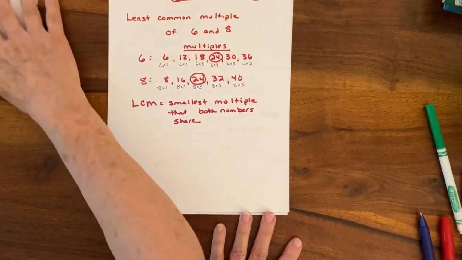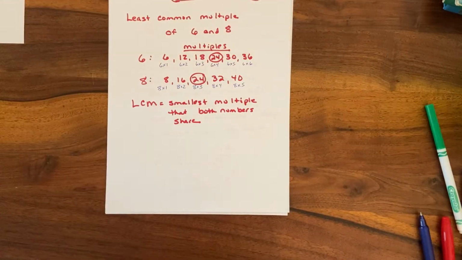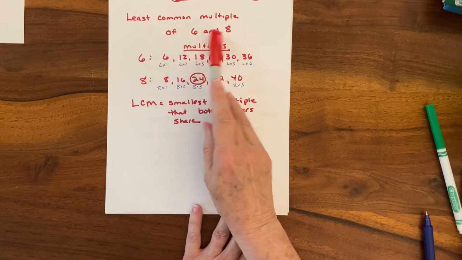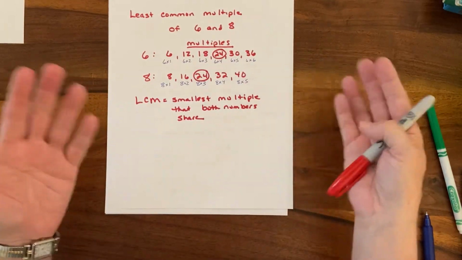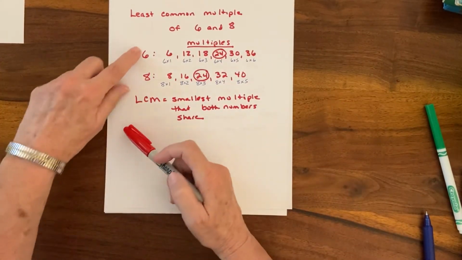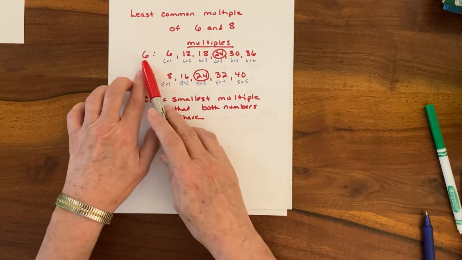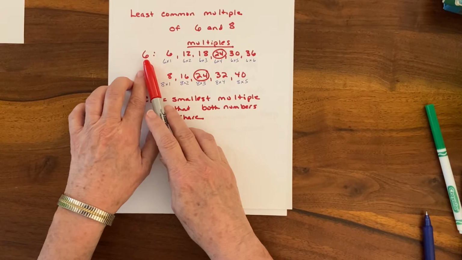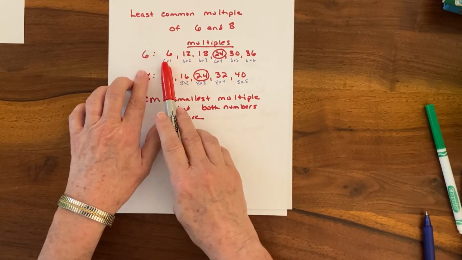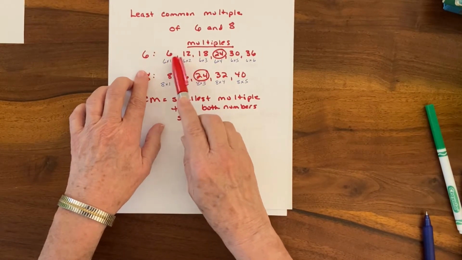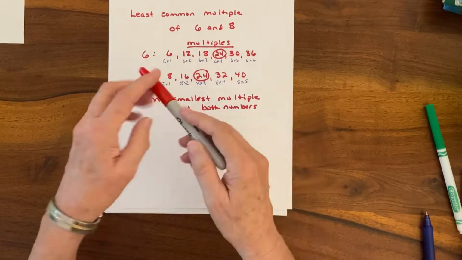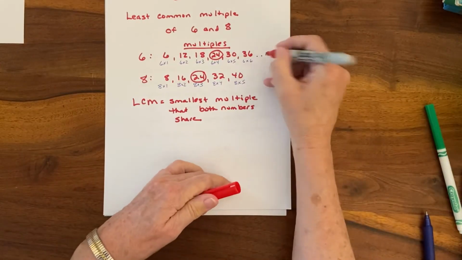Okay, so lesson 112 was finding the least common multiple. So now we know what multiples are. So usually it's a common multiple, shared between two numbers. The two numbers I chose were 6 and 8. So I'm going to list the multiples of 6. 6 times 1 is 6. 6 times 2 is 12. So 6, 12, 18, 24, 30, 36. And you could just keep going.